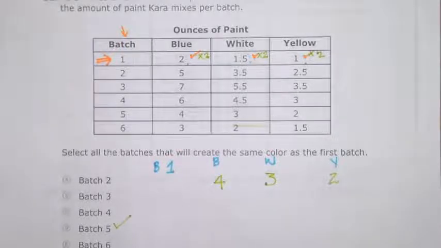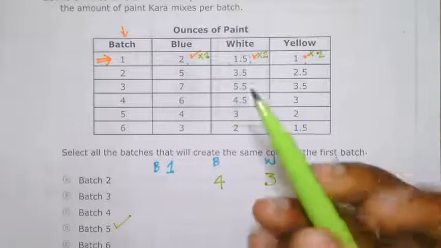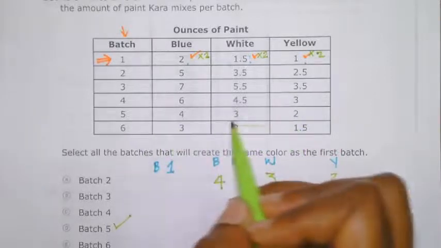All right, I'm going to try another batch. I can try batch 6. So I need to make this a whole number.